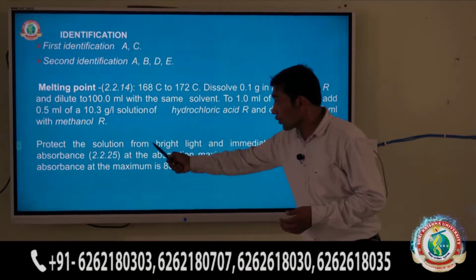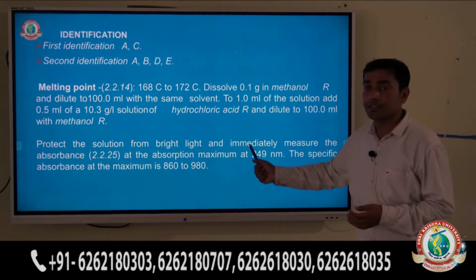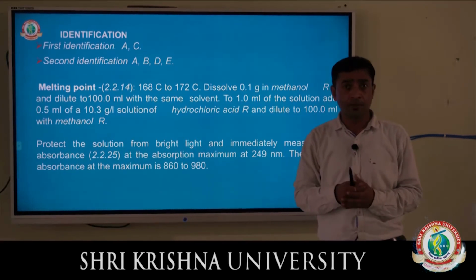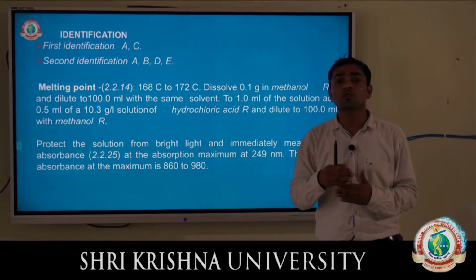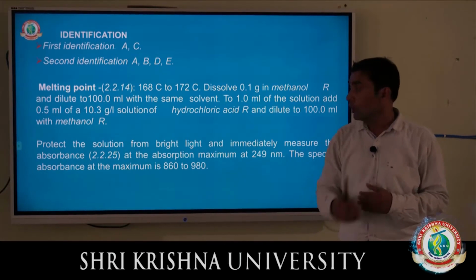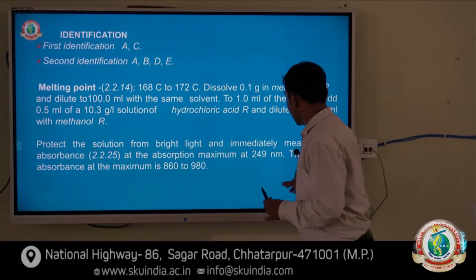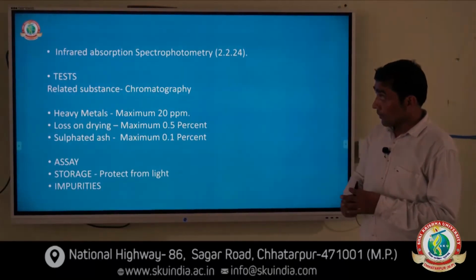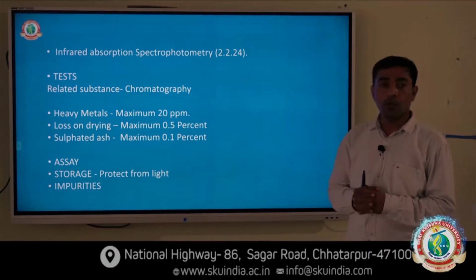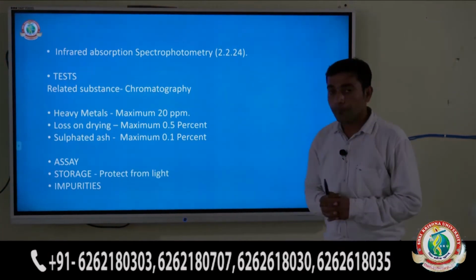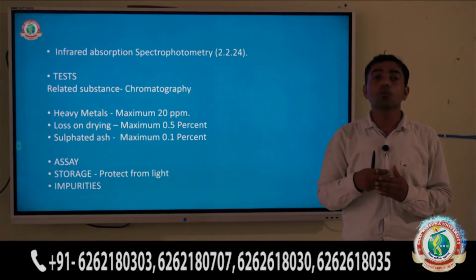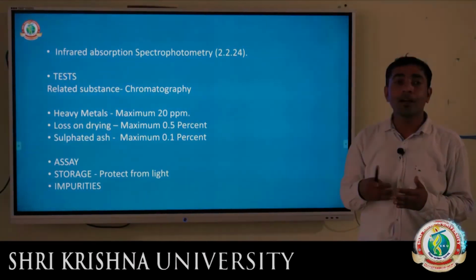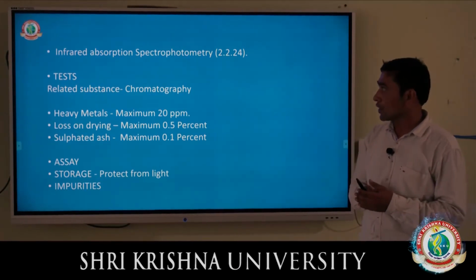And protect the solution from the bright light. It is also included in the Indian Pharmacopoeia that you have to protect the solution of paracetamol from the bright light, otherwise it could deteriorate. Next is the infrared absorption spectrophotometry, the detailed procedure of how to determine the spectrogram by IR, infrared absorption spectrometry.